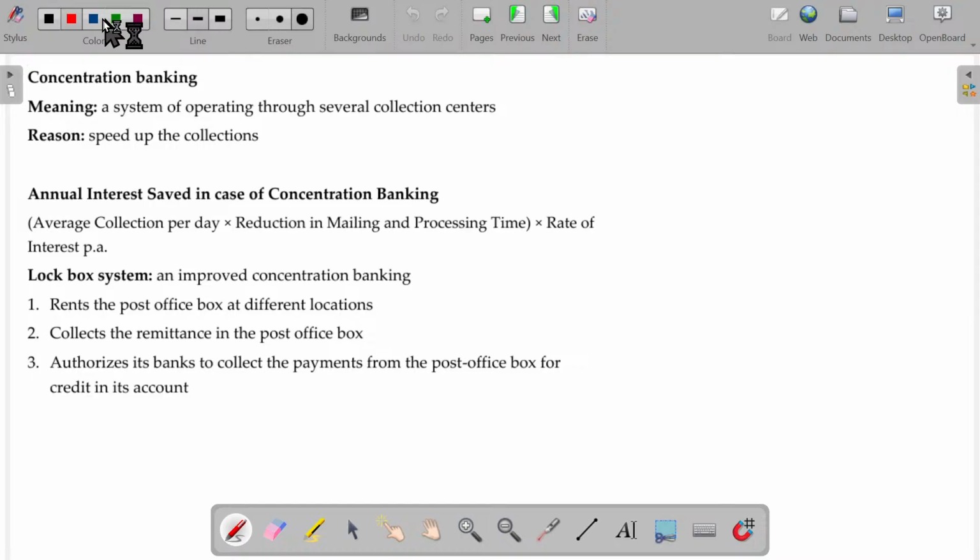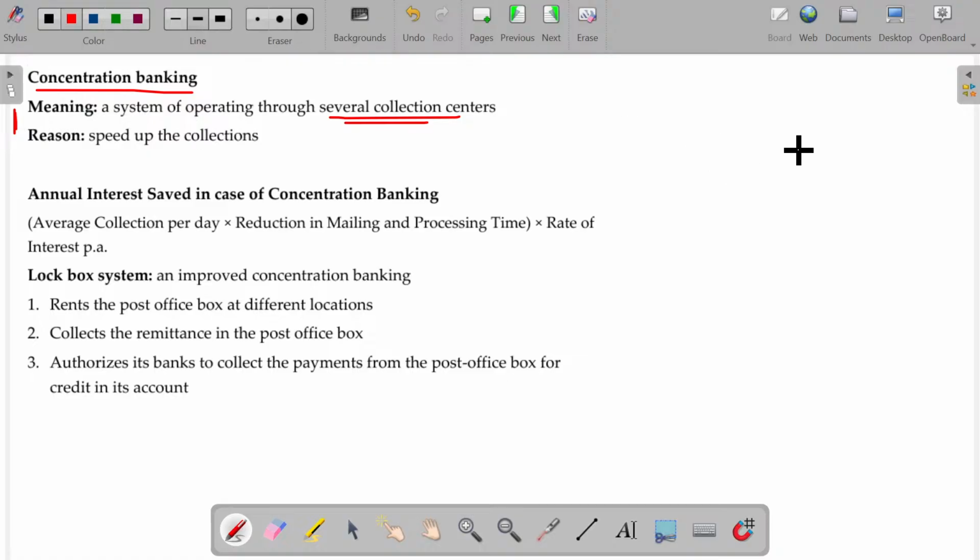So these are the floats. Earlier days, they made the payment delay. In order to avoid that, we had concentration banking, though now this is not required. It is a system operating through several collection centers, which speeds up the collections.